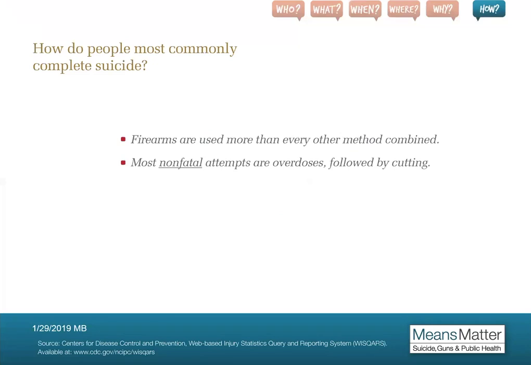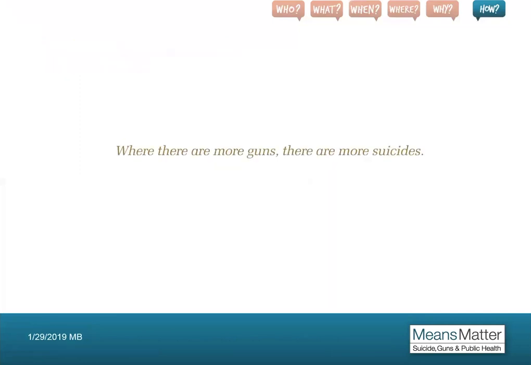Firearms are used more than any other method of suicide. And most non-fatal suicide attempts are by overdose or cutting. So we don't want people doing any of those things, but they're less likely to die if they take medications or cut themselves than they are if they shoot themselves.